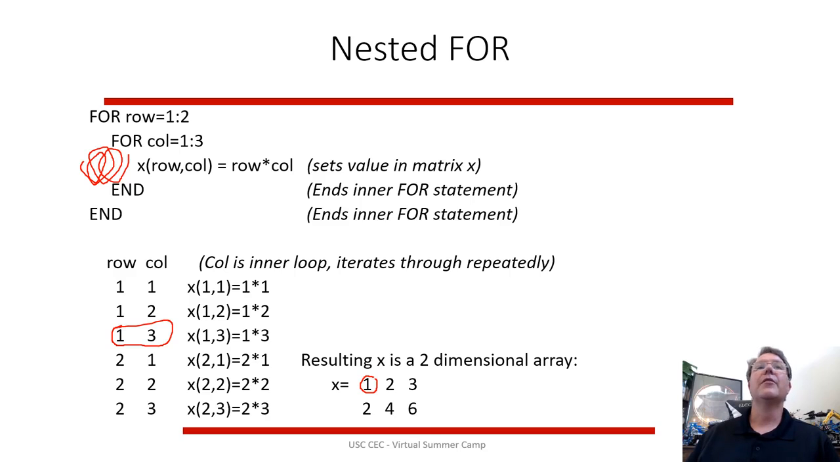When you're done with that inner loop, you get to this end, you go back and row increments. So when row increments to 2, the inner loop starts to execute again. It goes 1, 2, 3 times, changing column. So these are going to change: 2 times 1, 2 times 2, 2 times 3. And we end up having a 2 by 3, 2 row, 3 column array with these numbers in the elements.